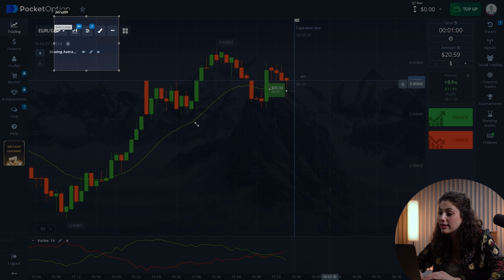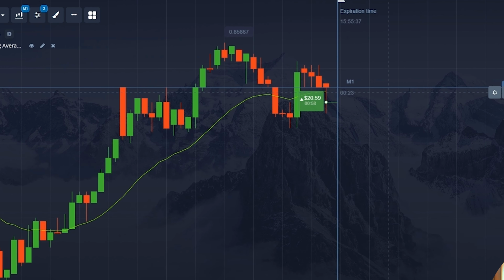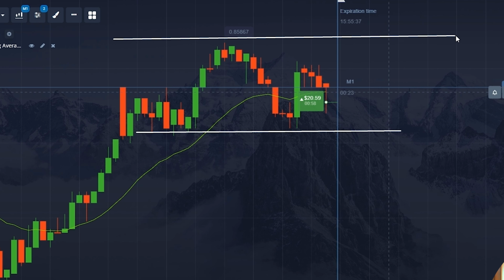Now I'll highlight the key areas to watch. Here it's clear there is a support level. The price has bounced off it twice. This is the resistance level. Between them the price moves in a zigzag, which is a common pattern of the chart.